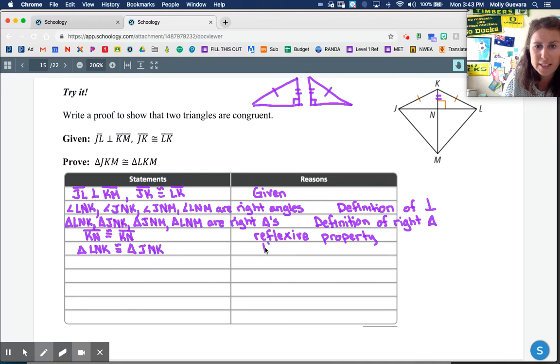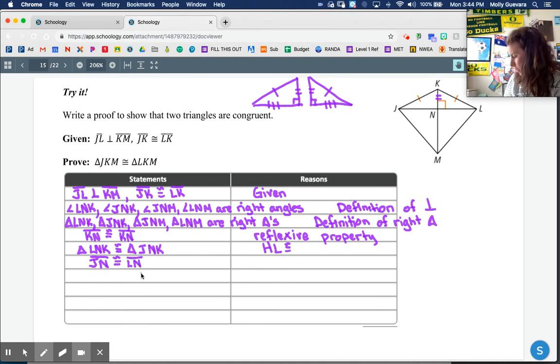And I can say that because of HL. Okay, I know the hypotenuse and I know a leg. Well, if these triangles are equal, then I can go ahead and say that this side and this side are also equal. Okay, so I'm going to go ahead and put that down too. So I can say that JN is congruent to LN.